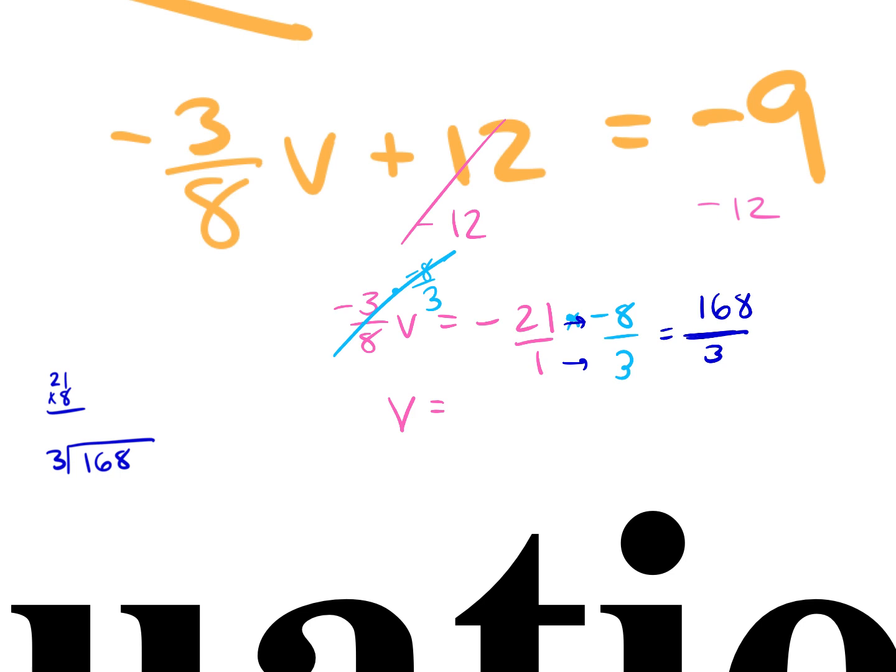Let's try. 168 divided by 3. 3 goes into 16 how many times? 5. And 5 times 3 would be 15. And 3 goes into 18 how many times? 6. So v would be equal to 56. Yeah, if you wanted to, we know that 3 goes into 21 negative 7 times, and then just do negative 7 times 8. That works too. Which would be easier. So if you want to divide, you can do that also.